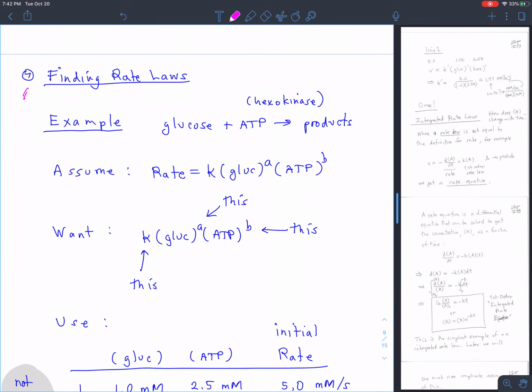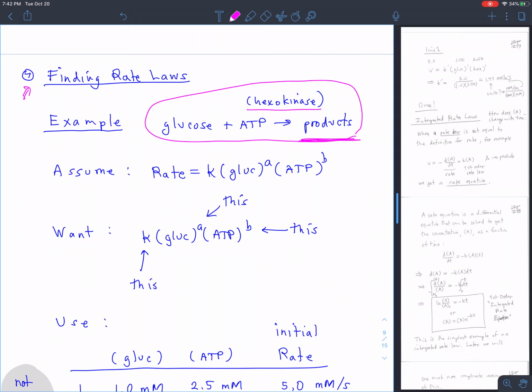All right, topic number 7. How do we actually go about finding a rate law? Let's suppose we've got a chemical reaction. Here's our chemical reaction in this case. Glucose plus ATP goes to products, and we don't care what the products are right now. It goes to a complicated product. I think it's, what is it? It's glucose 6-phosphate is what it goes to.